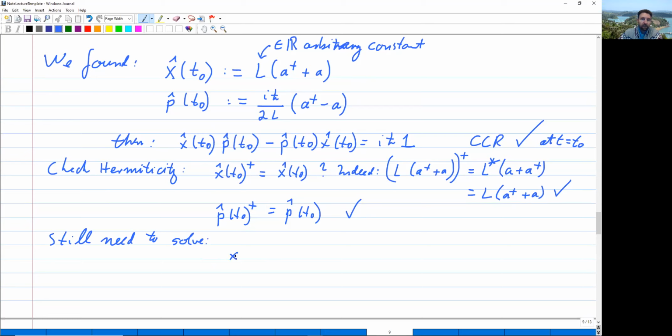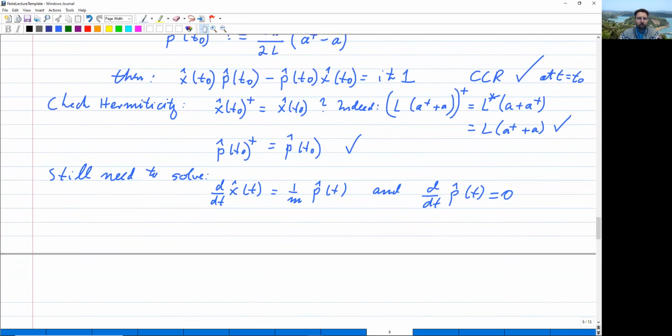So we still need to solve the equations of motion, which are that d by dt of x hat of t is equal to 1 over m p hat of t, and that d by dt of p hat of t is 0. Remember, these were our equations of motion. Luckily for us, they can be solved. It's not too hard in this case, and that's nice because we just want to get familiar with how to do this in principle. We don't want to solve the most complicated case at once. So this is easy to solve, right?